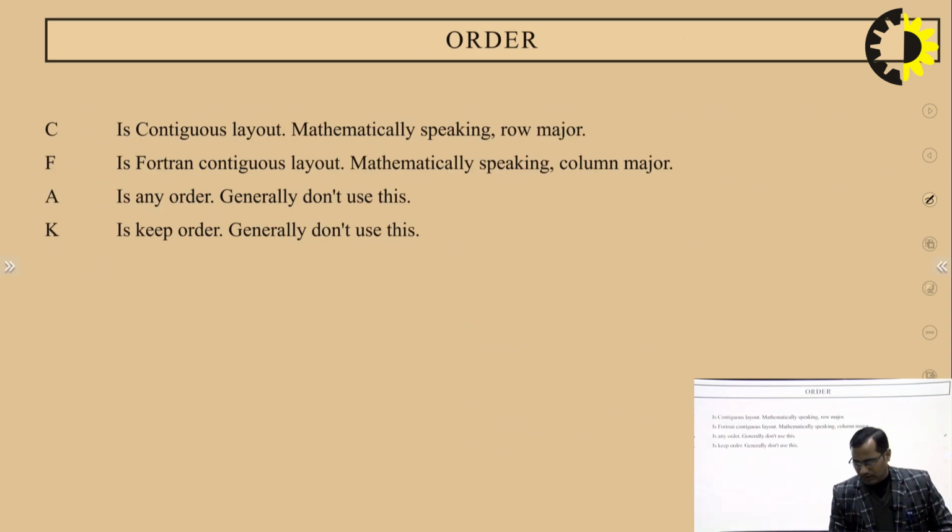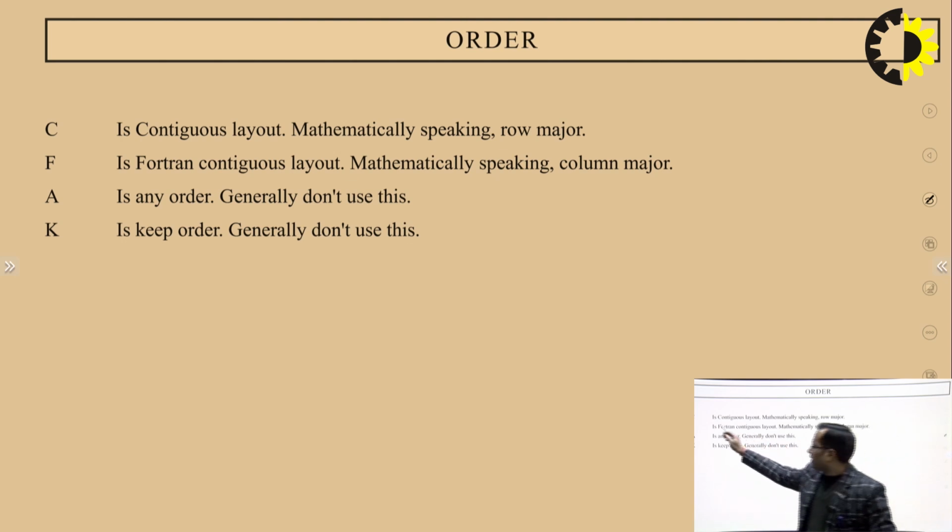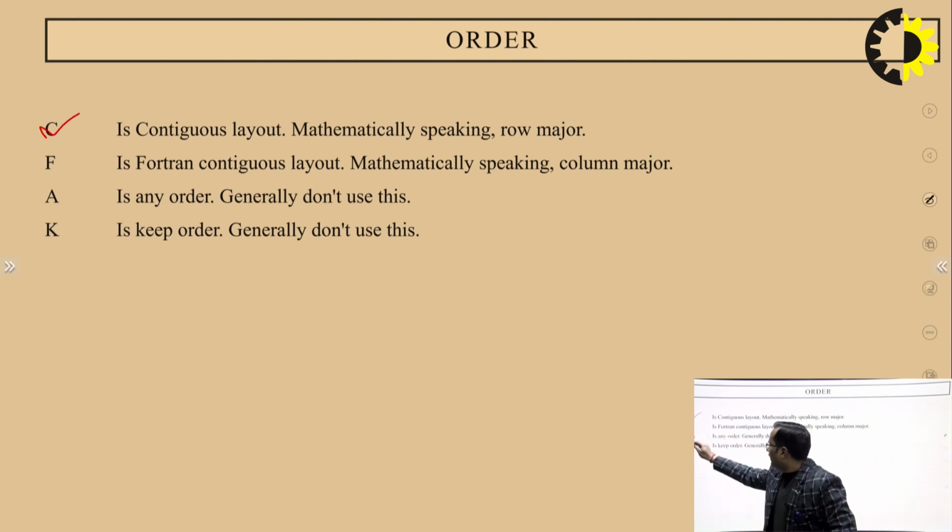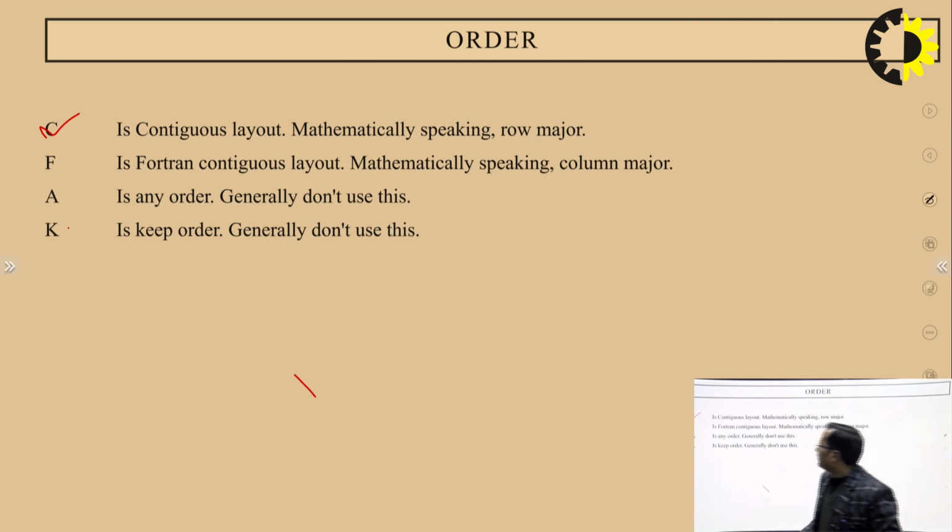So as I have said, to create the ND array objects, it can have various parameters. These are the values of the order parameter. The values are C, F, A, and K. For C, we provide C in the order parameter as a value.